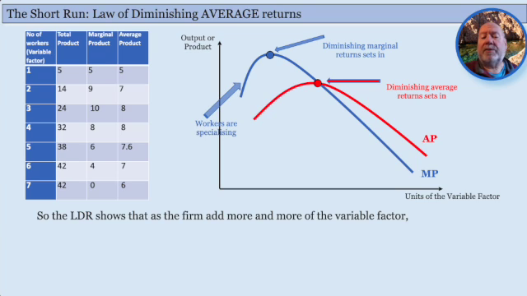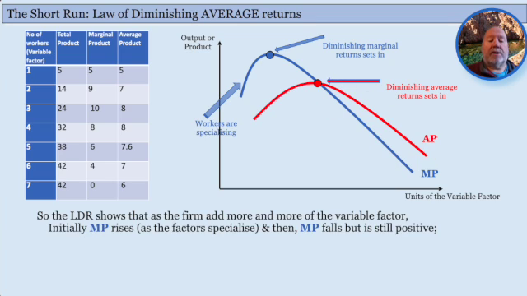And the thing that people get wrong is that they say the average is rising if the marginal is rising. That's not true. Okay, so you've got to make sure you understand that the average rises when the marginal is above it. The average falls when the marginal is below it.